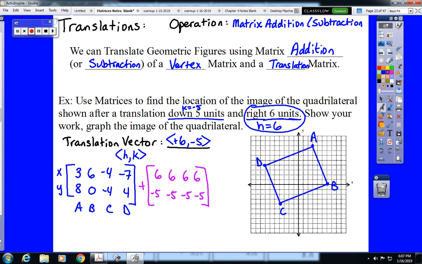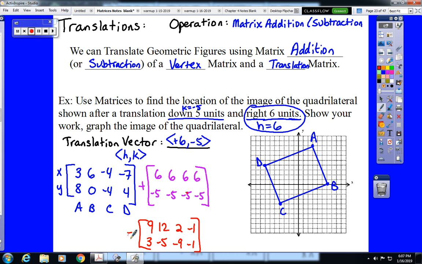So we go through and we add those together. Now when we add those together, remember what we're doing is we're adding each position in the matrix. So 3 plus 6, that would be 9. 6 plus 6 would be 12. Negative 4 plus 6 would be 2. Negative 7 plus 6 would be negative 1. 8 plus negative 5 is 3. 0 plus negative 5 is negative 5. Negative 4 plus negative 5 is negative 9. And 4 plus negative 5 is negative 1.